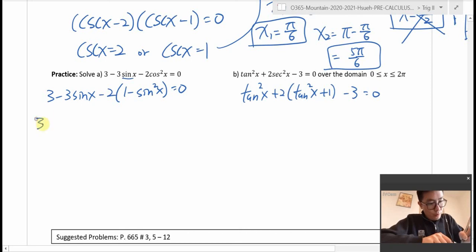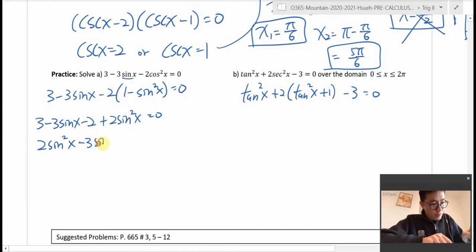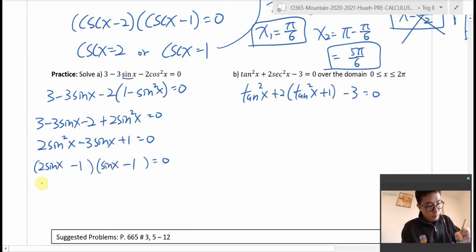So we have 3 minus 3 sine x minus 2 plus 2 sine squared x equals 0. You should get 2 sine squared x minus 3 sine x plus 1 equal to 0. You can factor this. You should get minus 1 and minus 1. Okay, so this means sine x equals 1/2, and this means sine x equals 1.